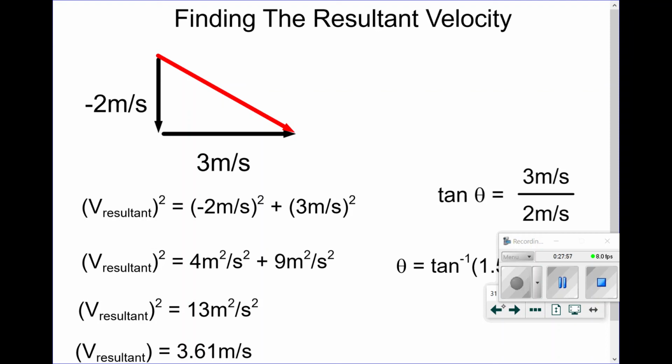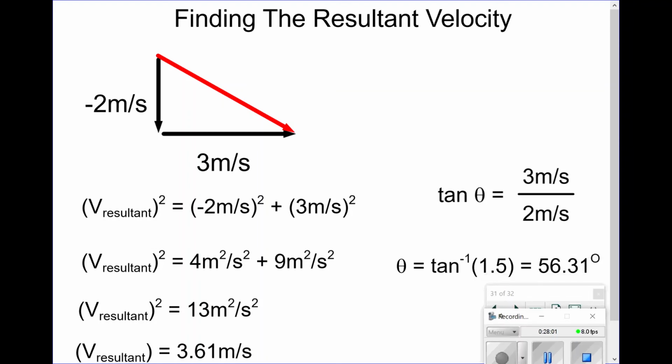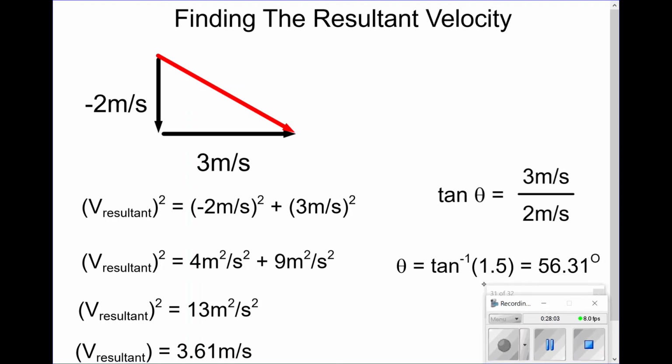If I'm looking for my resultant velocity, I can use my velocity triangle to go ahead and solve for my resultant velocity. So here I have my velocities drawn out, tip to tail, and I'm going to just simply use Pythagorean theorem. And again, a ruler and protractor work just fine.